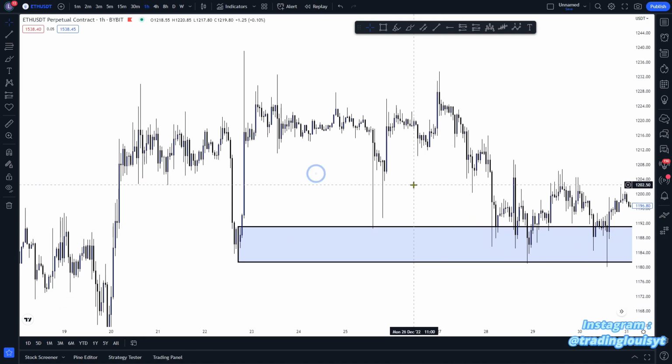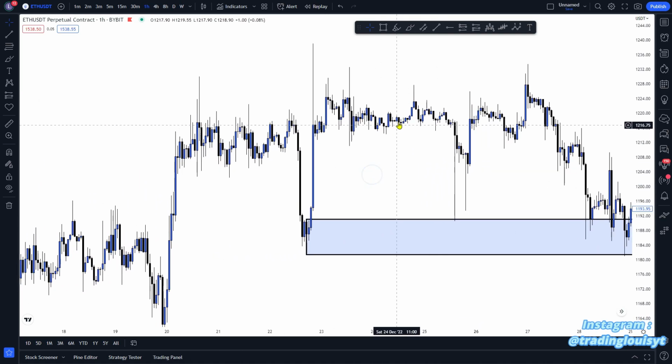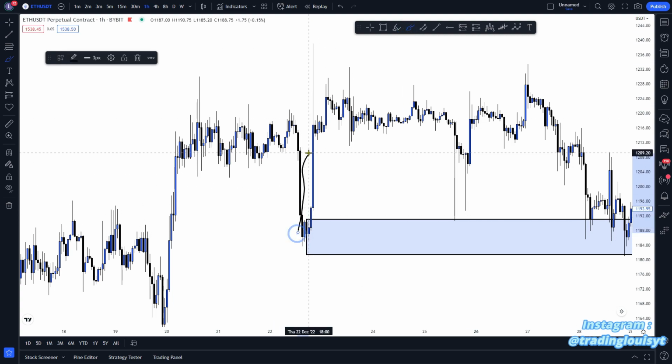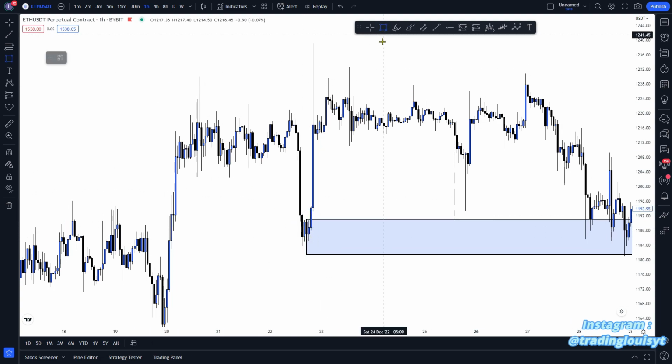So multiple things can happen when it comes to trading an order block. If we look at this example right here, we have this big move to the upside, and if we look to the left of that, we have our red candle. Let me just move this rectangle box so you can see it more clearly.